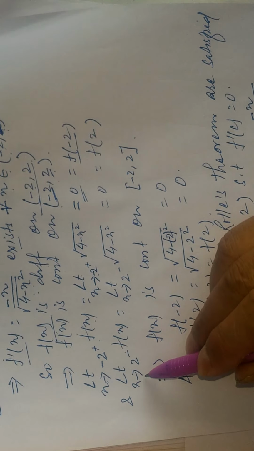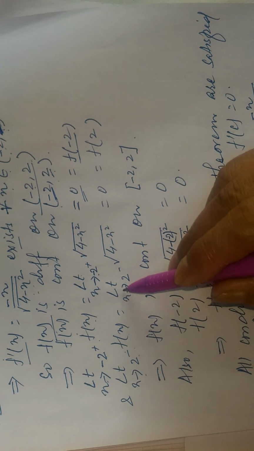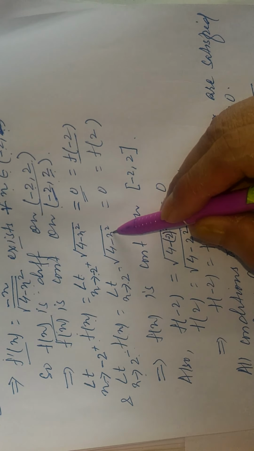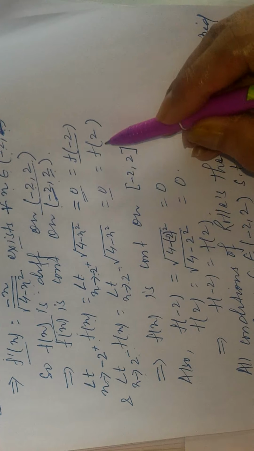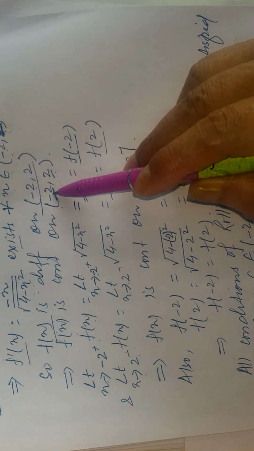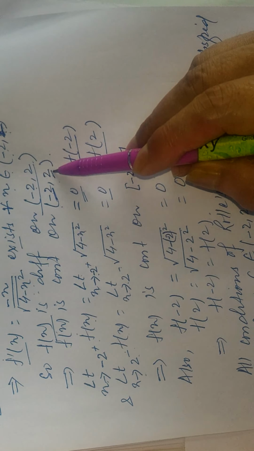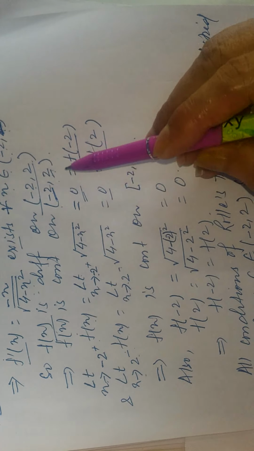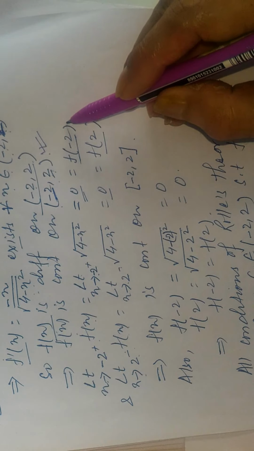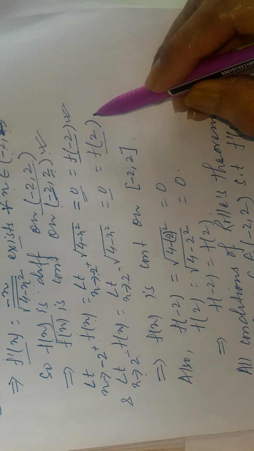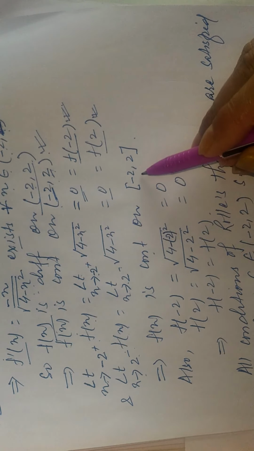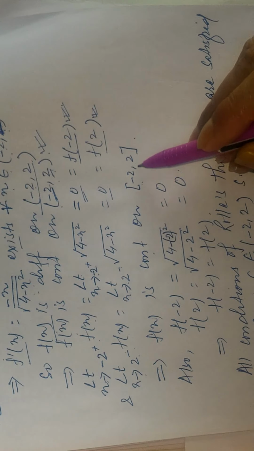Again the left hand limit, x tends to 2 minus f of x. So x tends to 2 minus under root 4 minus x square. Again you replace x by 2. So it gives you 0, which is equal to f of 2. So it means it is right continuous at minus 2 and left continuous at 2. So we have got that it is continuous in the open interval, right continuous at minus 2, and left continuous at 2. So now we can conclude that it is continuous in the closed interval minus 2 to 2.